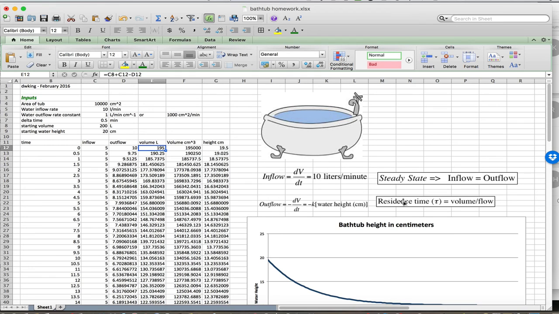And then finally, residence time. Residence time is a very helpful concept. It talks about how long an average water molecule would stay in this bathtub. And it's the volume divided by the flow. And I'll leave it to you to calculate the residence time.